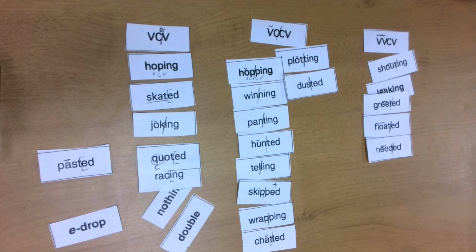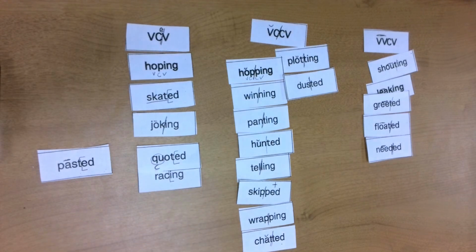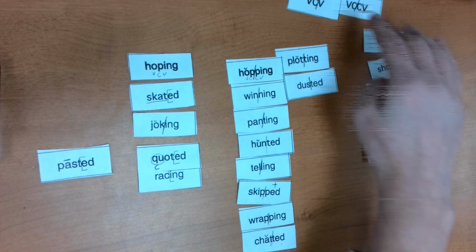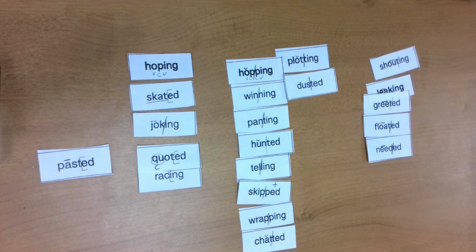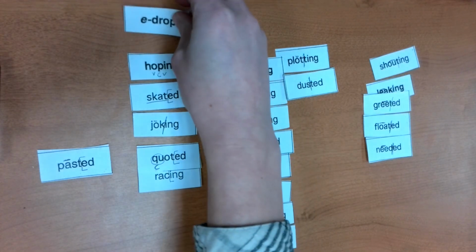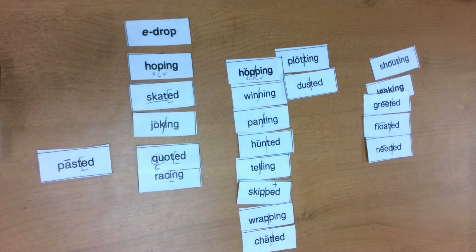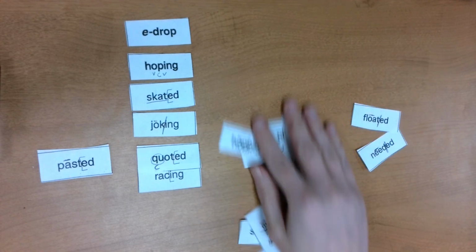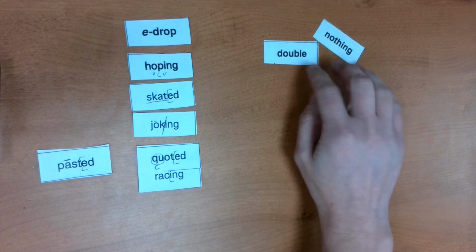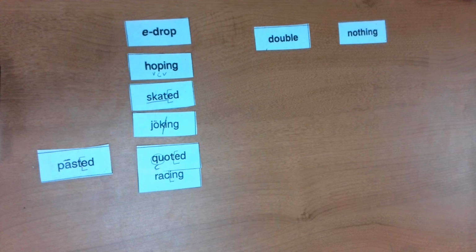Okay, friends, so I hope that you've paused and you've sorted and you've written your words like this. Now we're going to go ahead and take those headers away as we take a look here, right? So all of ours with long vowel sounds were our E drops, right? Hoping, stated, joking, quoted, racing. The rest of these here, there could be nothing we had to do, or maybe we had to double in order to keep that consonant short.